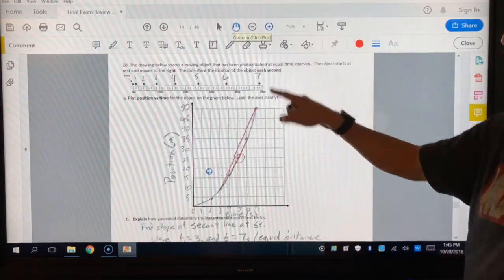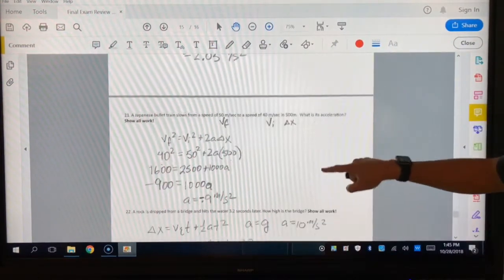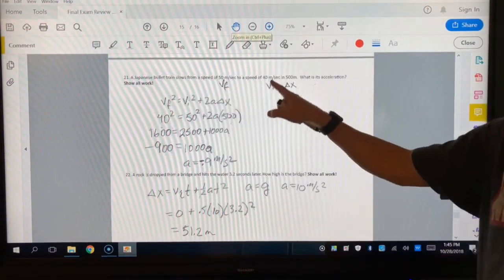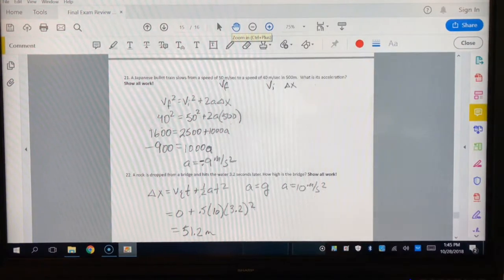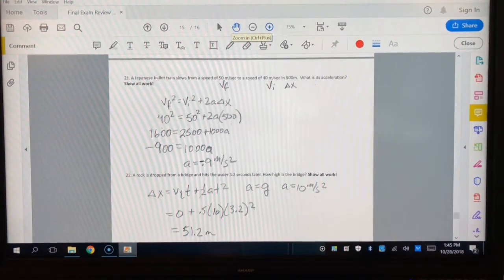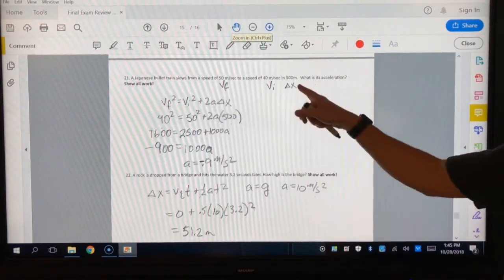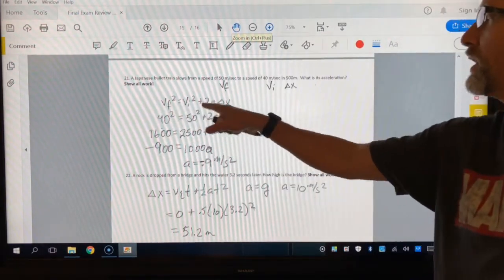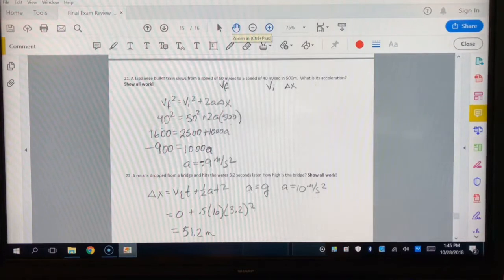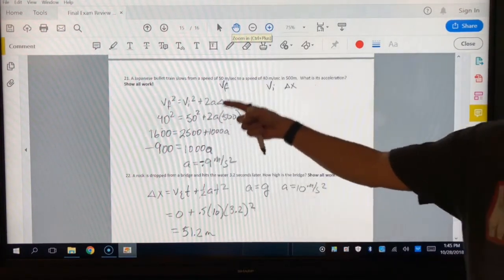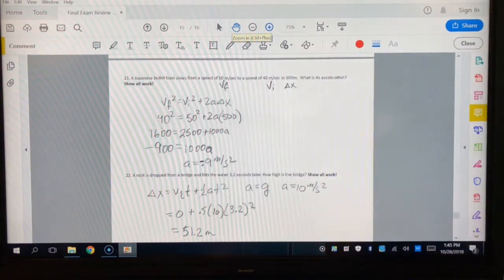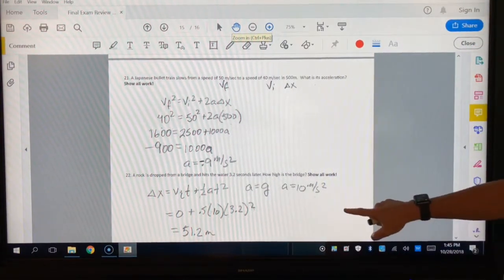For the next page, you just have some problems that you had to do. We have a bullet train. It's going from a speed of 50 to a speed of 40. So here we know that it is decelerating. We should have a negative acceleration. It does that in 500 meters. And so we used our equation, VF squared is equal to VI squared plus 2A times the change of position. Filled everything in, got negative 0.9 meters per second squared. So it's important that you see that that's negative.